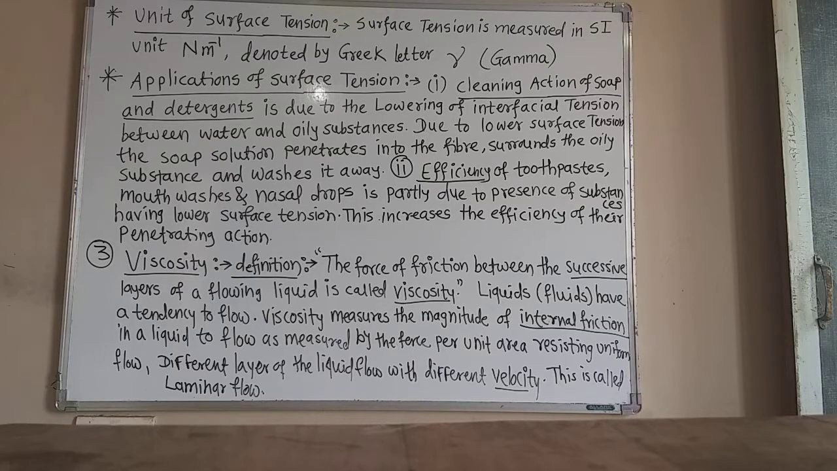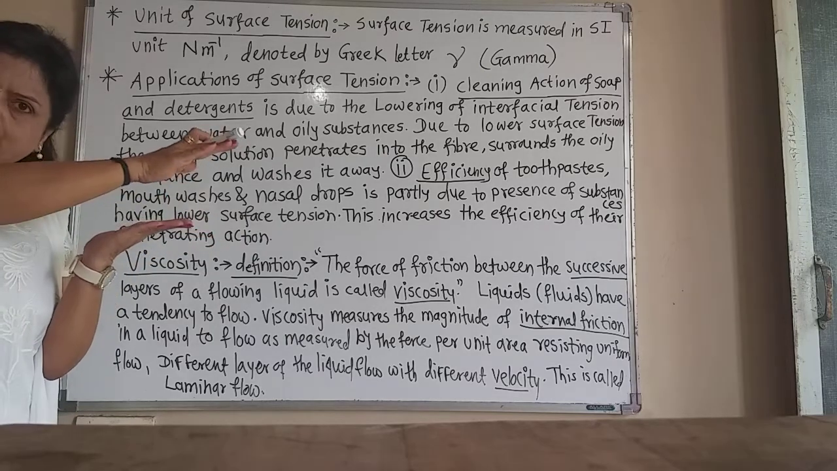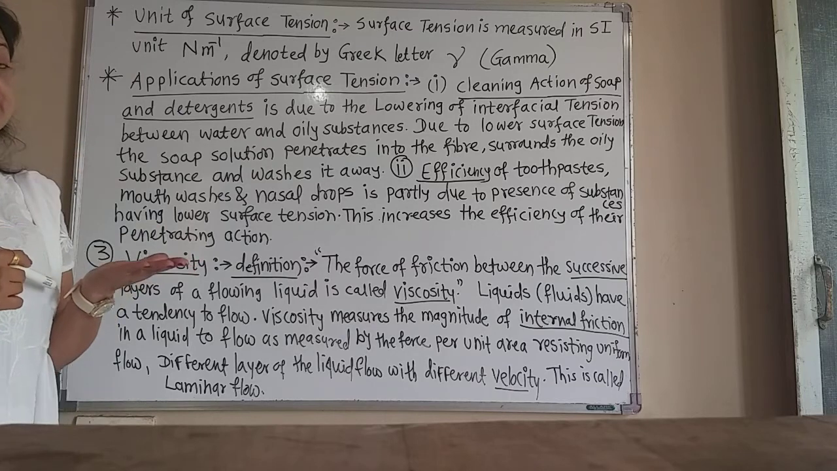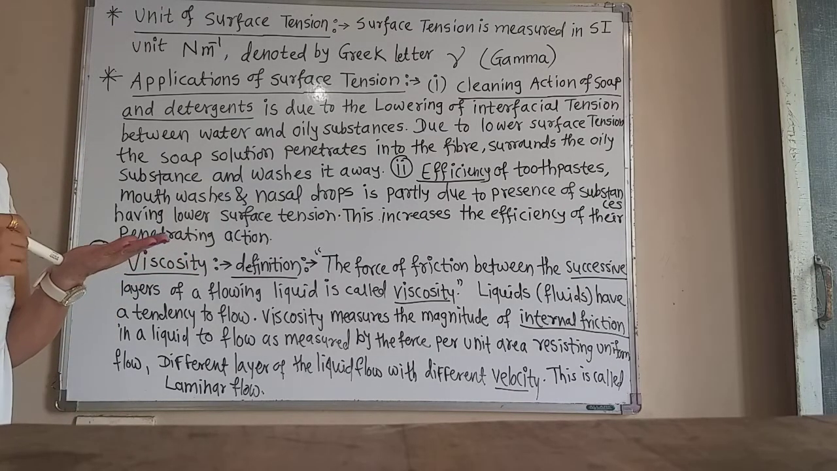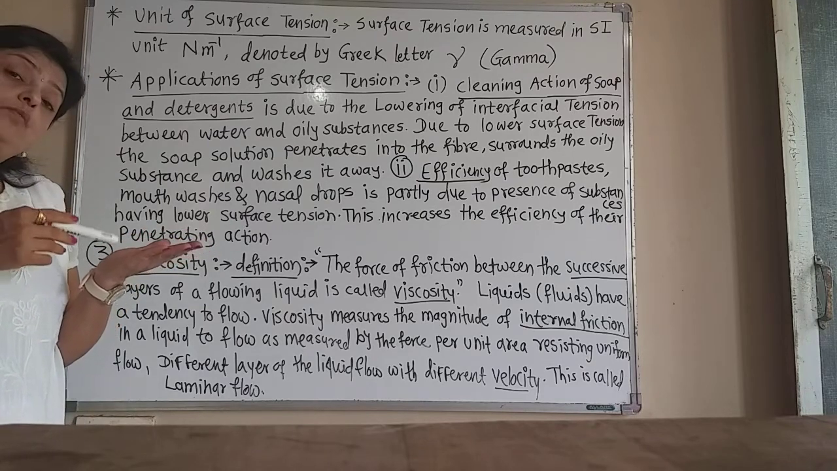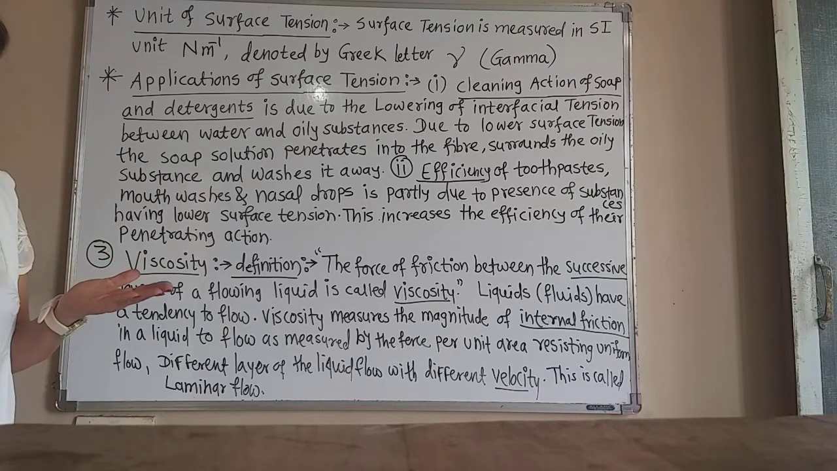Now different layers of the liquid flow with different velocity. I told you the lower layer, just in contact with the solid surface on which the liquid is flowing, is very stationary. It has very little velocity. The layer above it has somewhat more velocity, and the layer above that has somewhat more again. So the different layers of the flowing liquid have different velocities.